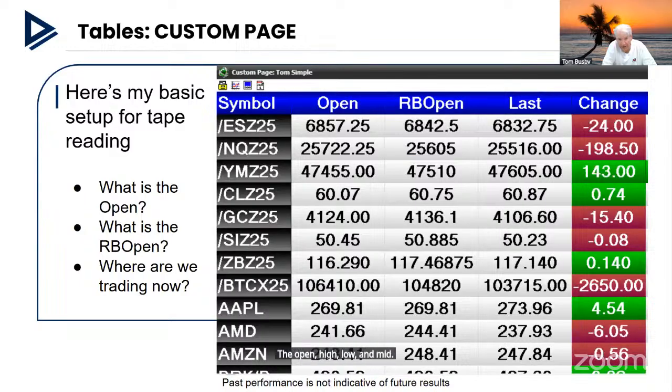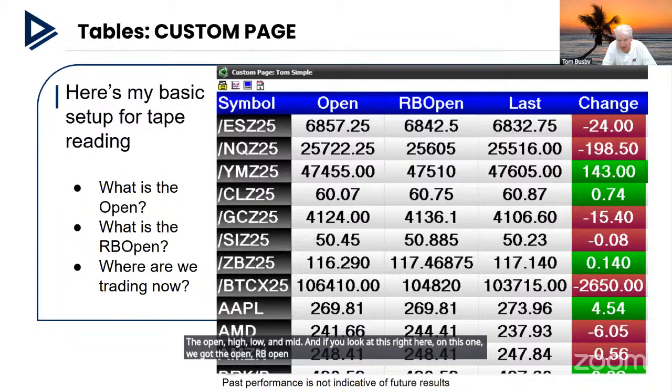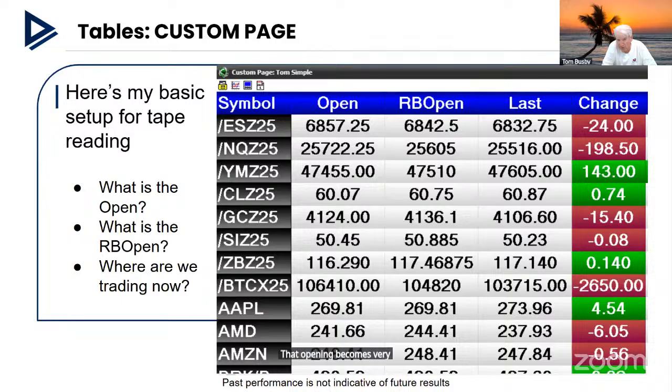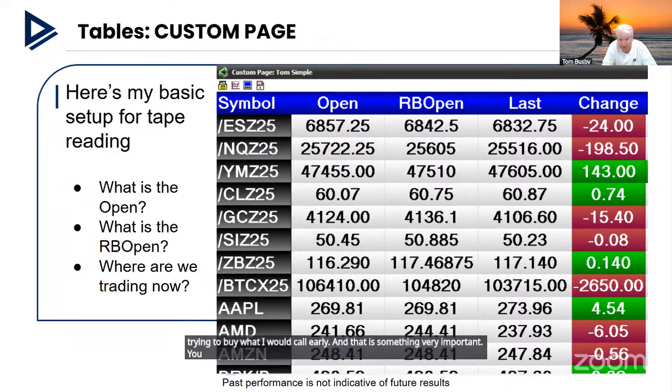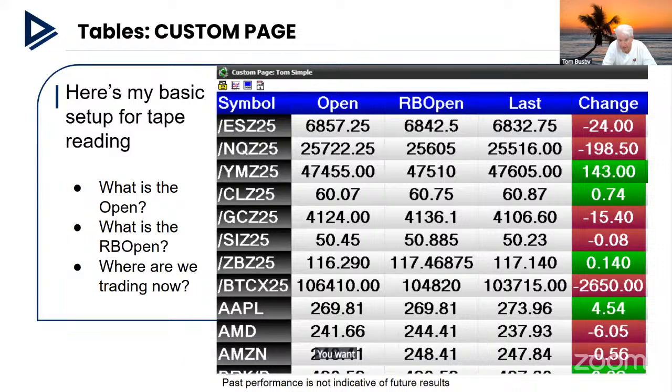And if you look at this right here on this one, we've got the open, RB open, last, and change. But if you look at that, that opening becomes very important. It tells you where the S&P opened, like today, last night, and this would have helped you avoid trying to buy what I would call early. And that is something very important. You don't want to anticipate, you want to be above those opening prices.